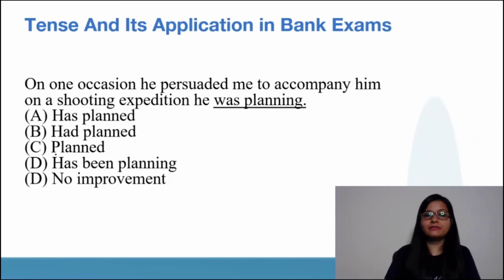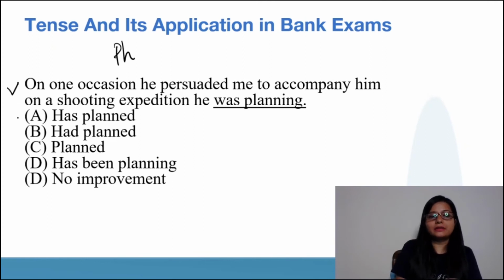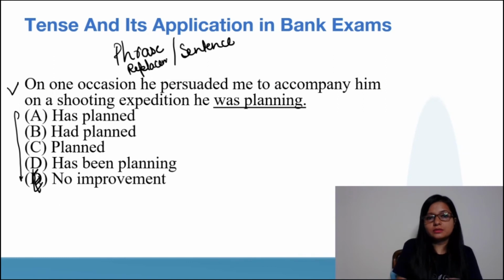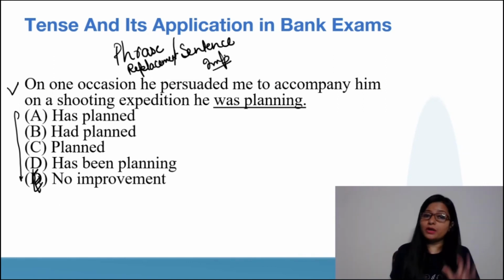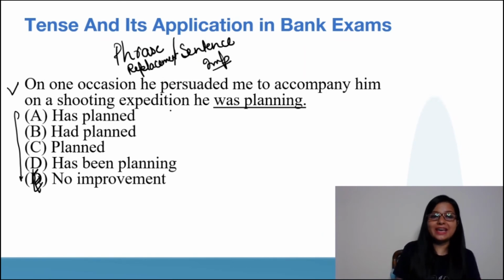Okay, we have this type of question in our examination where you will see a sentence and options A, B, C, D, and this is called phrase replacement or sentence improvement. So, on one occasion he persuaded me to accompany him on a shooting expedition he was planning.